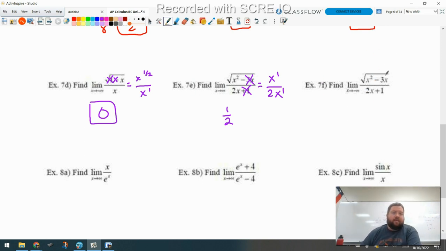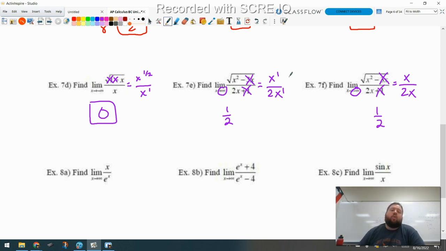So this is the same problem, right? Exactly the same function. The only difference is we're going to negative infinity. Here we're going to positive infinity. So you can ignore those. Square root of x squared is x over 2x. Balanced, divide the coefficients, 1/2. Now one of these is not the right answer.